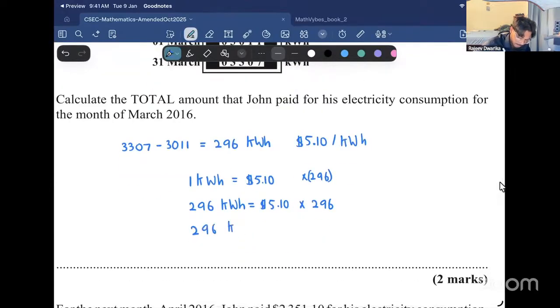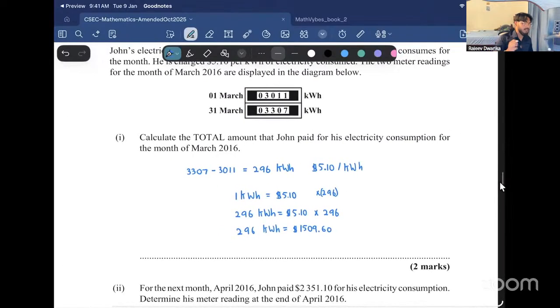$1,509.60. What's that going to be? $1,509.60, and 60 cents? Yes, sir. Right. So, Carla, let me know if you understand this or not.